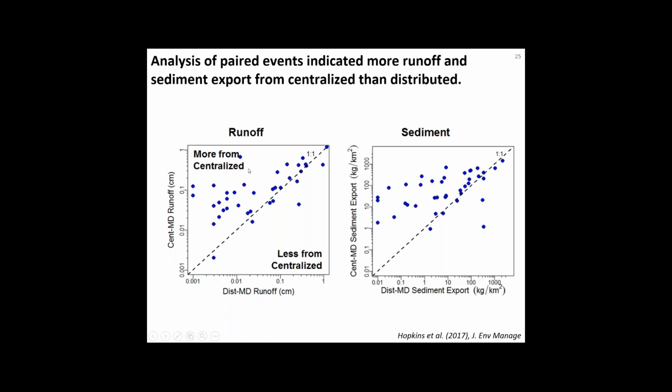And you can see that the majority of the events fall in the upper left-hand corner, where there was more runoff and sediment export from the centralized watershed than the distributed watershed. But as you increase the size of that event, so the amount of runoff, the two watersheds become more similar to each other, where they have approximately the same runoff and sediment export for a given event. So this is an interesting way to try to make comparisons among these watersheds.